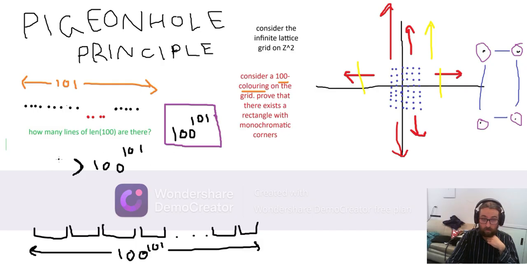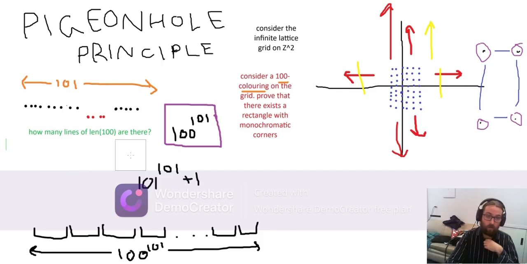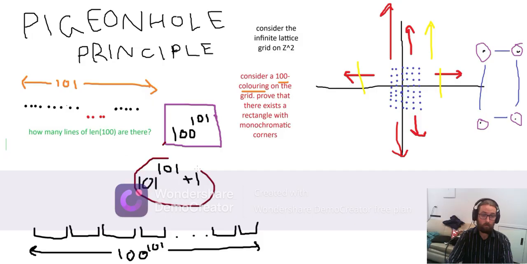So let's just say that, well, technically it's going to be infinite, but let's just say that I have 100 to the power of 101 plus 1 pigeons, right? Let's say I only need to check this amount. And when I check this amount, there is guaranteed to be a double up. So, by the pigeonhole principle again, that means we're going to have two lines that have to exist in the same bucket, and those two lines are going to have the exact same form.